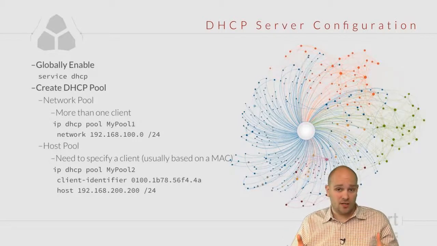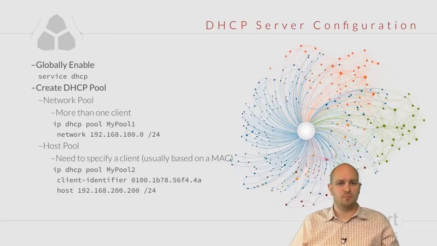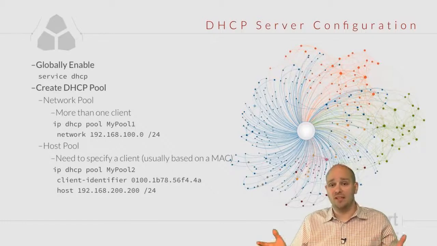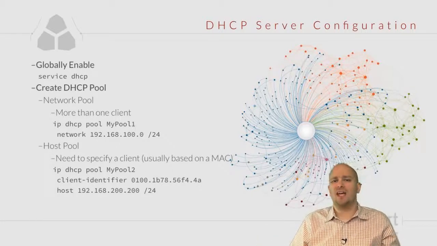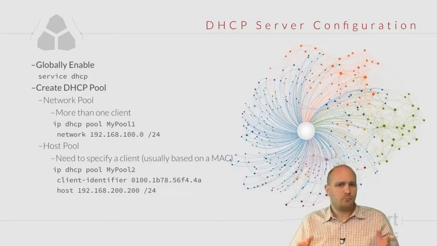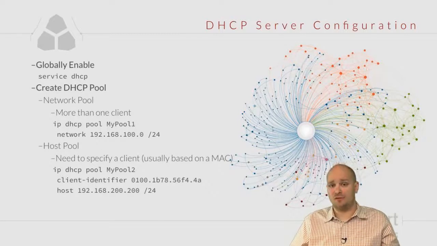Generally speaking, there are other kinds, but generally speaking, two types of DHCP pools. We can have a network pool or we can have a host pool. A network pool is the pool of addresses that is going to be used if we have more than one client that we want to treat equally. That means we don't care which exact IP address we assign to a particular client, but we want to assign an IP address from a certain network.